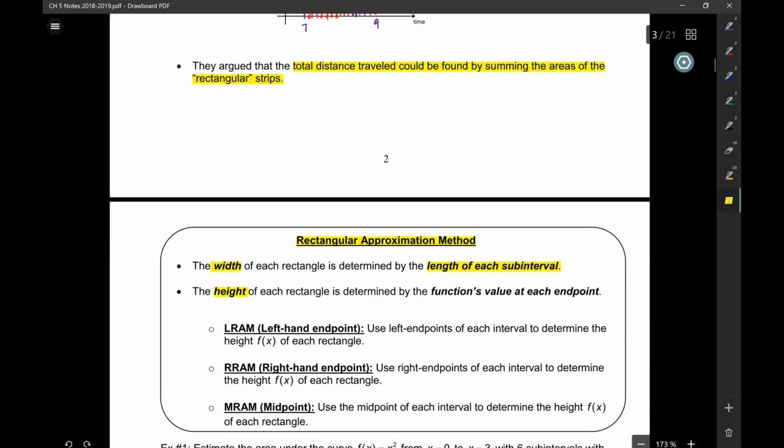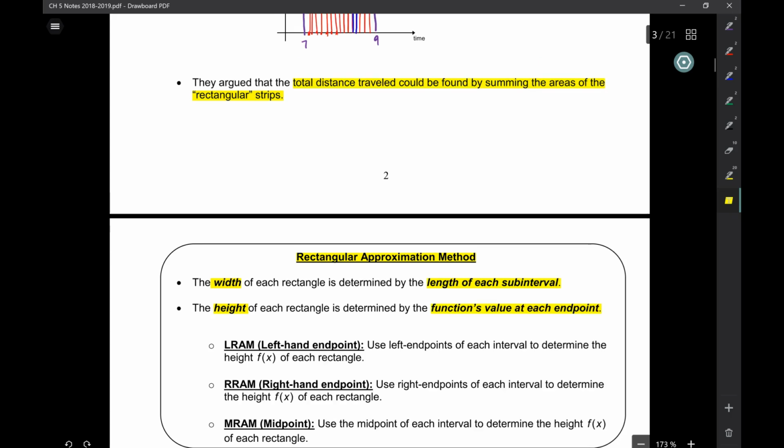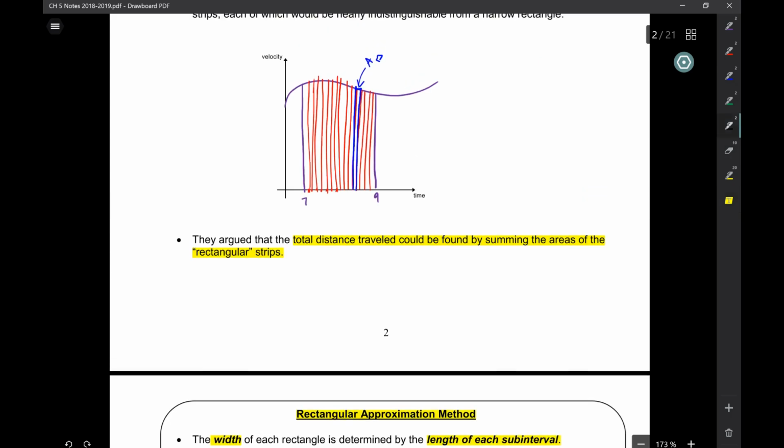So the width is the length of the subinterval. The height is the function's value at each endpoint. So if I'm at this blue rectangle here, how high is this? What's the height there? Well, that's the y value, right? That height is the y value.